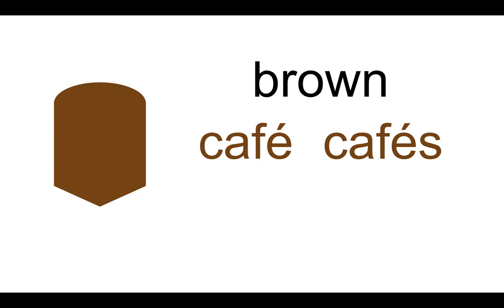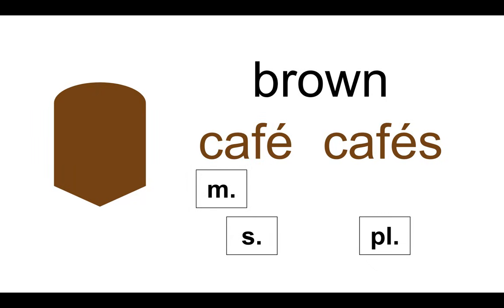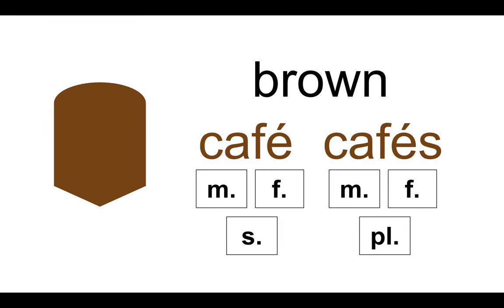Brown has two forms as well, "café" and "cafés." "Café" is the singular form and "cafés" is the plural form. Because this word does not end in an O, "café" is a masculine and feminine adjective for the singular form, and "cafés" is both masculine and feminine for the plural form.